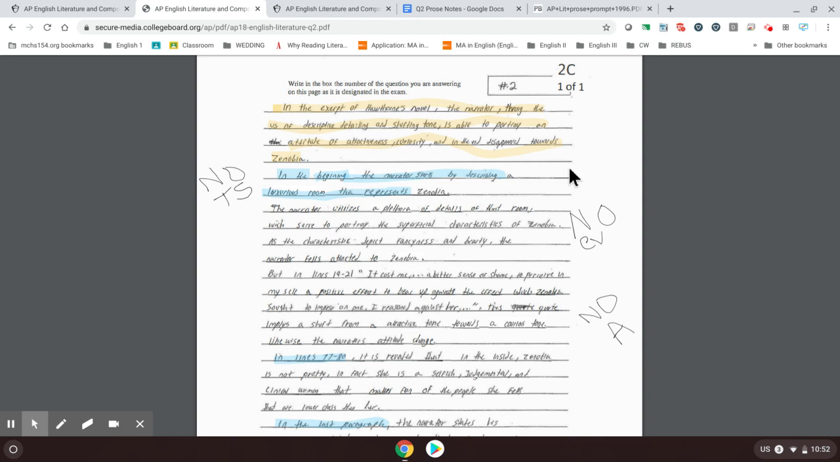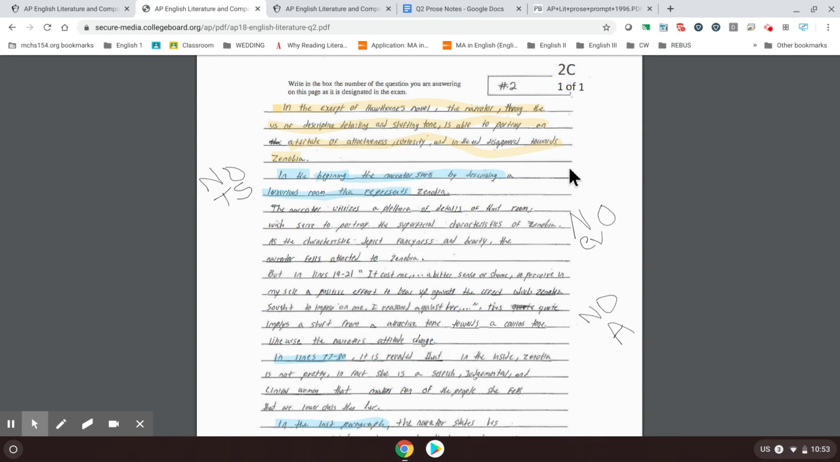So if we look at our first body paragraph, it says, in the beginning, the narrator starts by describing a luxurious room that represents Zenobia. Okay, so right off the bat, no topic sentence. It's basically a summary of what the first part of this passage is about, a room. So I would say we're already starting off at not a very great place analytically.